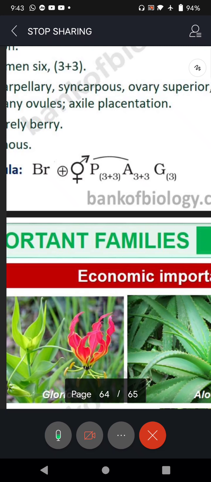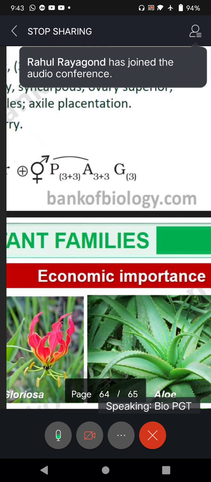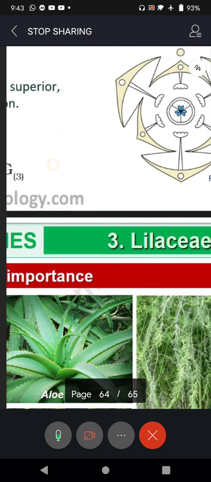So G we are writing and we are putting 3. But we are silent on one thing. What is that? Is it superior ovary or inferior ovary? Inferior, sir. But there you see at the top they are writing superior ovary, which means he has forgotten. Under G you have to underline. That correction you have to make. Underline the alphabet G. And based on this, let us see the floral diagram.